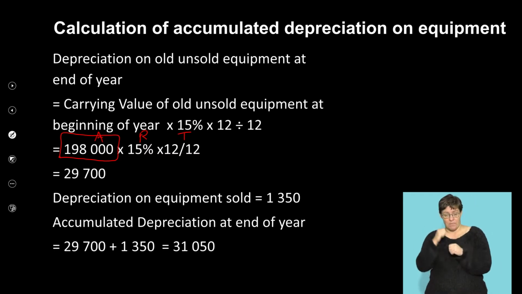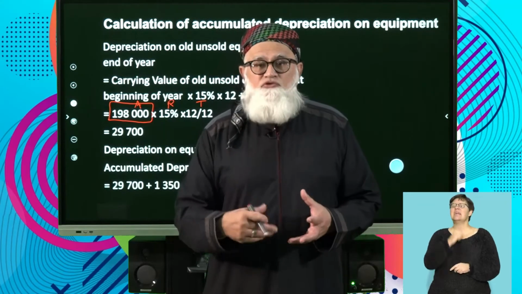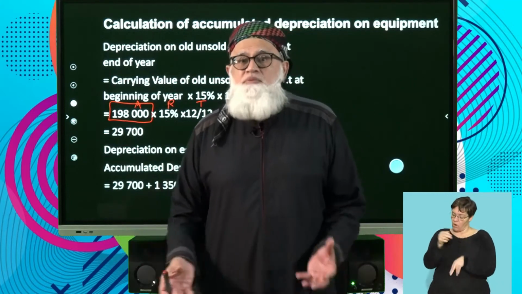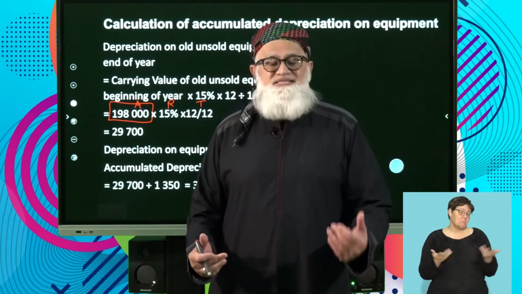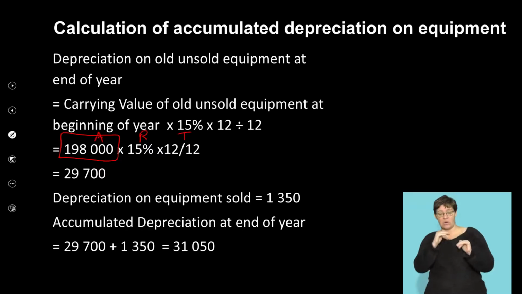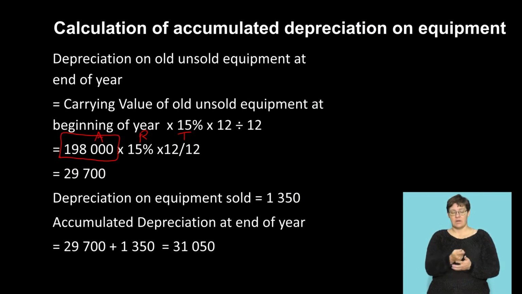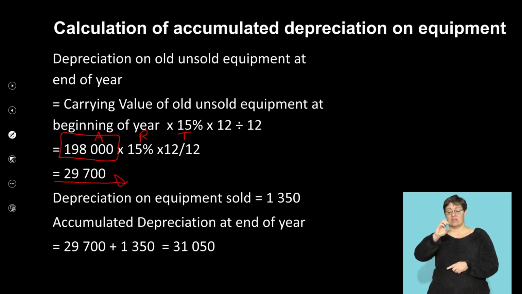I've always mentioned this and I'm repeating it. Although it may be 12 over 12, get into the habit of using the time component in your calculation because you never know when it is going to be less than 12 months. So here we do that. Let's do the calculation there. 198,000 times my 15%, times 12 divided by 12. Obviously, that's 1. We know the answer. So here we go. 29,700. What is the 29,700? That's the depreciation on my old unsold equipment.